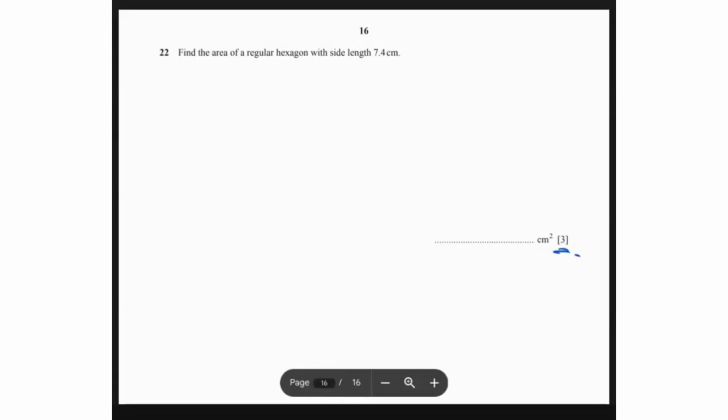Okay, first we're going to draw out the regular hexagon. Regular just means all the sides are the same and all the interior angles are the same. Each of the sides is 7.4. The trick is to cut this into 6 congruent triangles, like that. This is a property of a hexagon: if you cut it up into these 6 congruent triangles, each of these triangles will be equilateral.